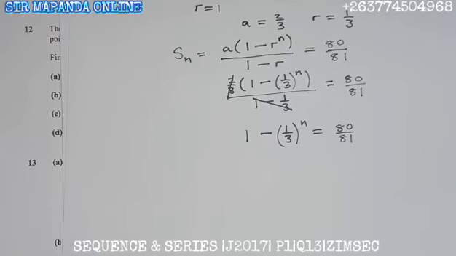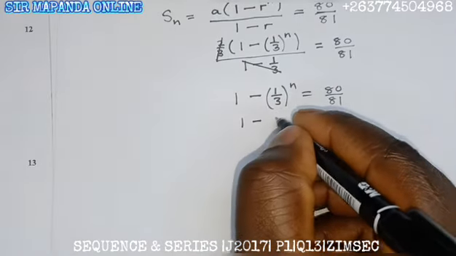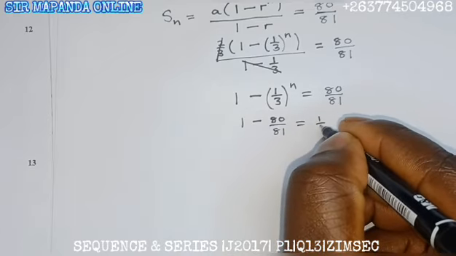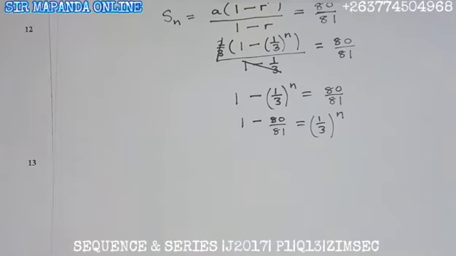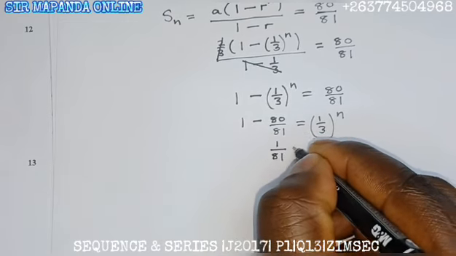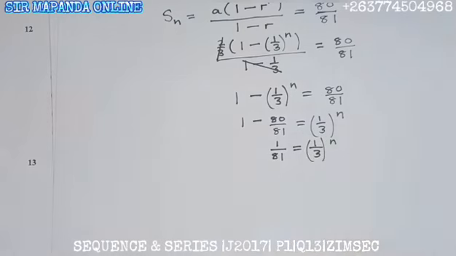Right? Move 80 over 81 to the left side. You get 1 minus 80 over 81 is equal to 1/3 to the power of n. I hope you are listening, class. So 1 is the same as 81 over 81. So 81 over 81 minus 80 over 81, you'll be left with 1 over 81, which is equal to 1/3 to the power of n. I hope you are following.